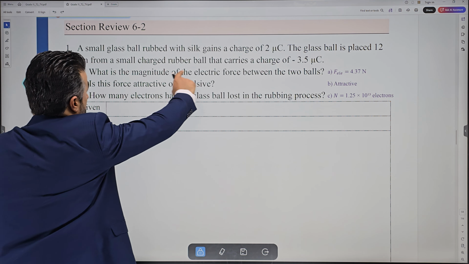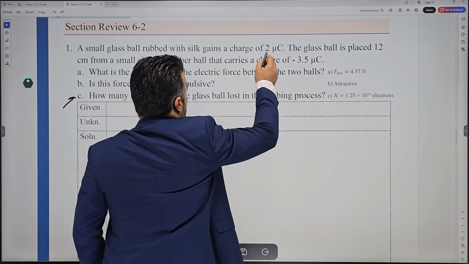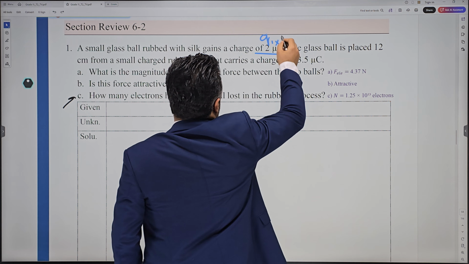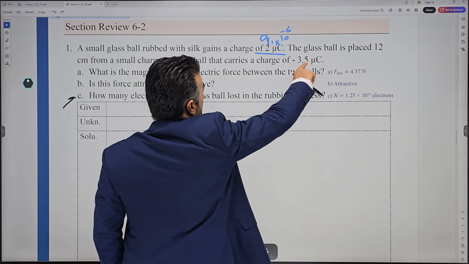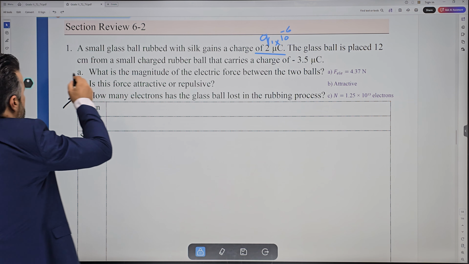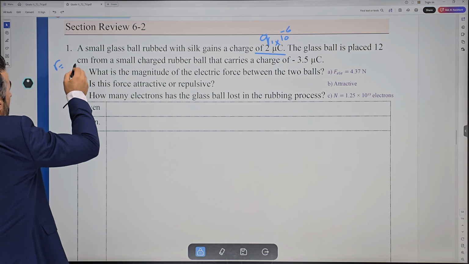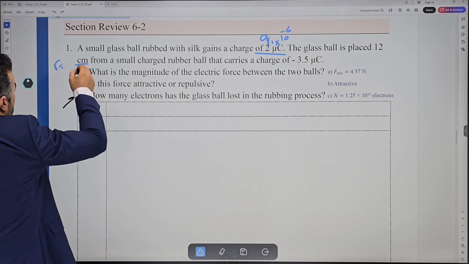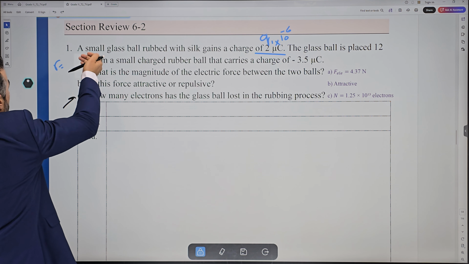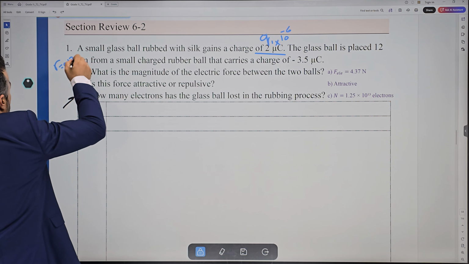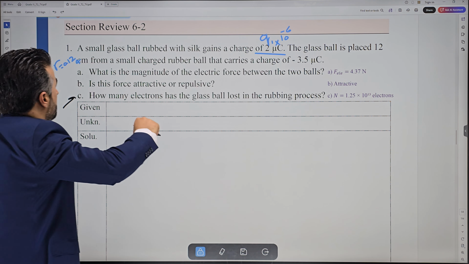A small glass rubbed with silk gains a charge of this much. We can say this is Q1, where micro means 10 to the power negative 6. The glass ball is placed 12 centimeters away. Now the distance is 12 centimeters, and the centimeter needs to be converted. How do you convert centimeters? Divide by 100. That gives 0.12 meter. Centimeter is gone now.